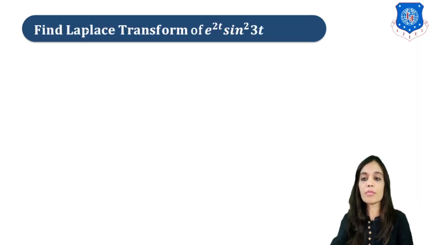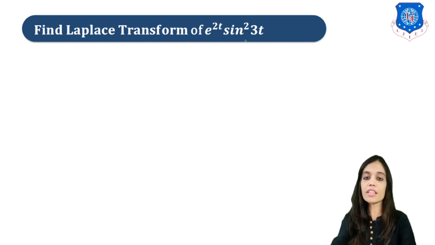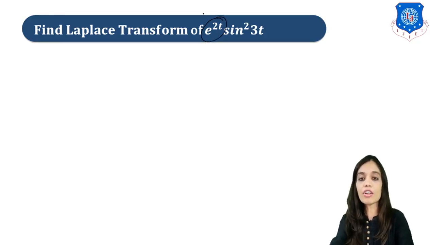The first example is, we have to find the Laplace transform of e raised to 2t sine squared 3t, right? So we have to apply the first shifting theorem. Whenever you see this e, we always have to apply the first shifting theorem. So let us firstly ignore this e and find the Laplace of sine squared 3t.